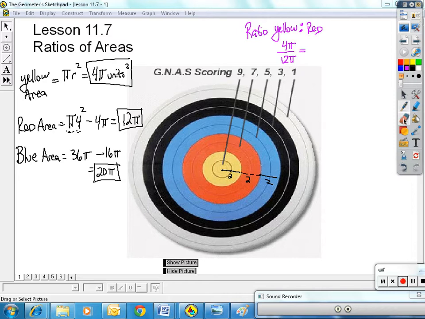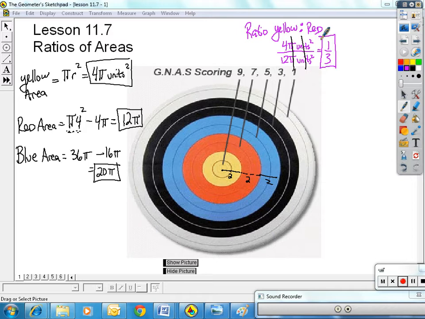Let's keep my units on there. It's good unit analysis. This is units squared. Could be inches squared, feet squared, whatever. Now when I do this, I see that my pi's cancel. I also see that my units squared cancel, and then I reduce my fraction to 1/3. There are no units on this ratio. No units whatsoever. It's not in inches squared, it's not in inches, it is just a fraction that tells us the relative sizes of the yellow area and the red area.